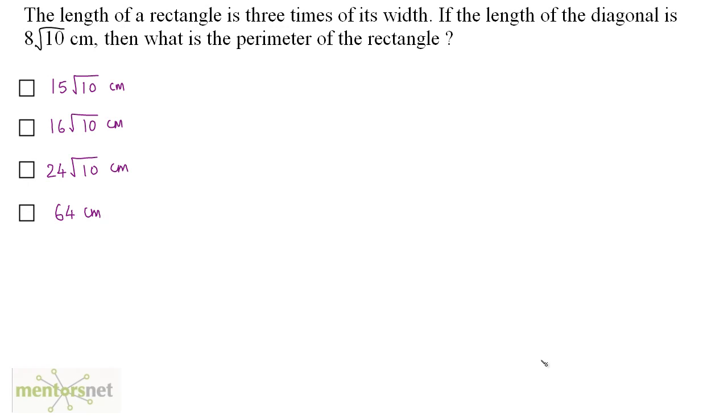The length of a rectangle is 3 times of its width. If the length of the diagonal is 8 root 10 centimeter, then what is the perimeter of the rectangle? Now we have been given the length of the diagonal as 8 root 10 centimeter, and the length of the rectangle is 3 times of its width. So if I consider the width as x centimeter, the length will be 3x. Now, as the angles in the rectangle are of 90°, this is basically a right angle triangle. So from Pythagoras theorem, hypotenuse square is equals to the base square plus the height square.